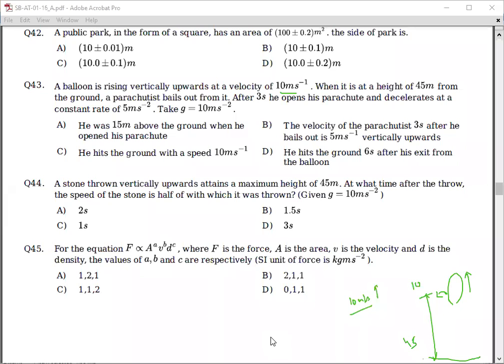Now U is known, acceleration is known. What is acceleration? Minus 10. And time is given as 3. So can you solve? S is equal to ut plus half at squared. Okay, so 43 is clear.